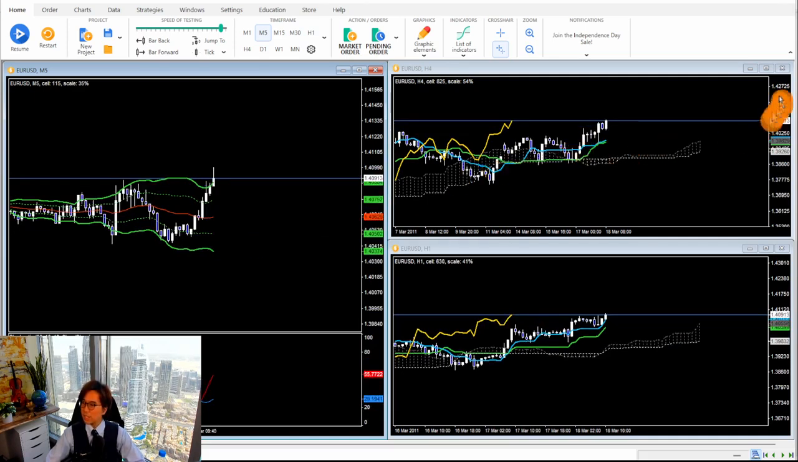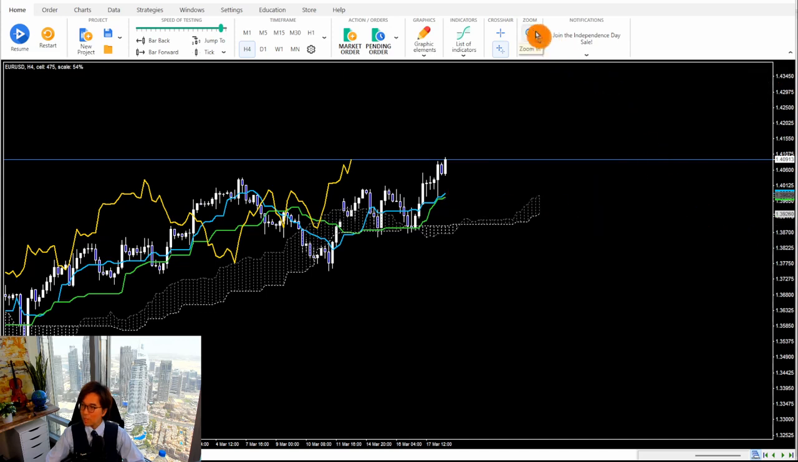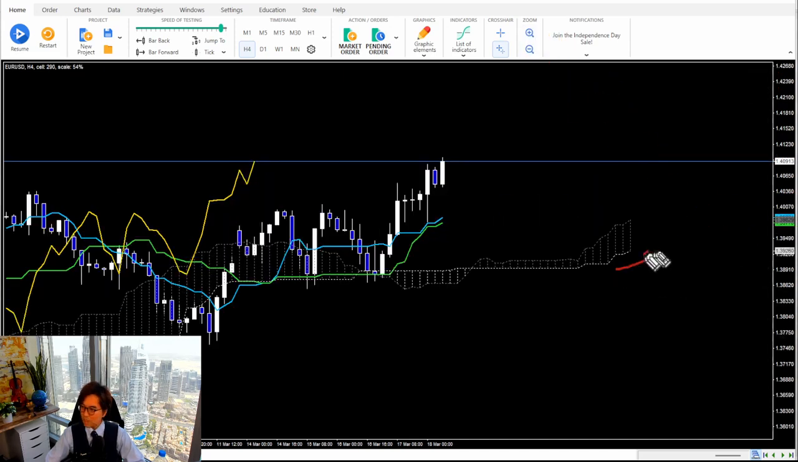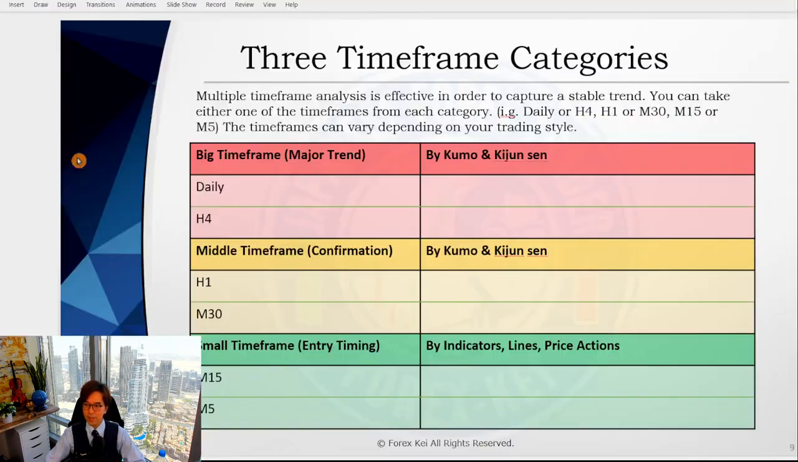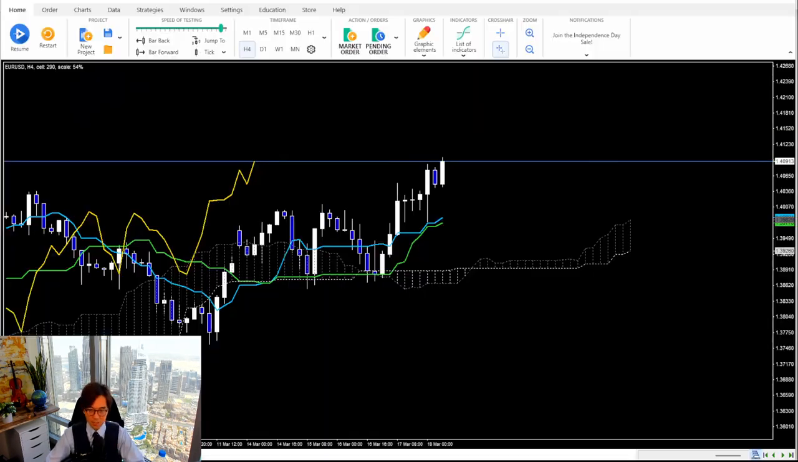Clearly. Okay, so here, at this breakout, that actually made the 4 hour Kumo up, Senko Span B up, A up, and Kijun Sen is up also. So that means, in this slide, back on this one, the 4 hour is now up. Now the next question is whether the 1 hour is up or not. If the 1 hour is flat, then we have to wait until the 1 hour turns bullish on Ichimoku, Kijun Sen, and Kumo. Most likely it's bullish because it broke the resistance, but let me see just in case.